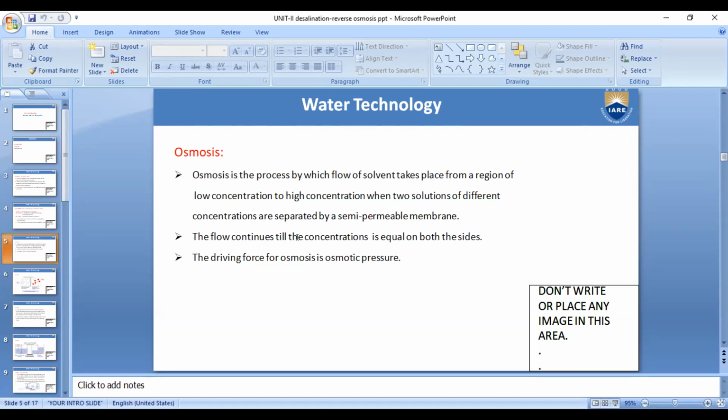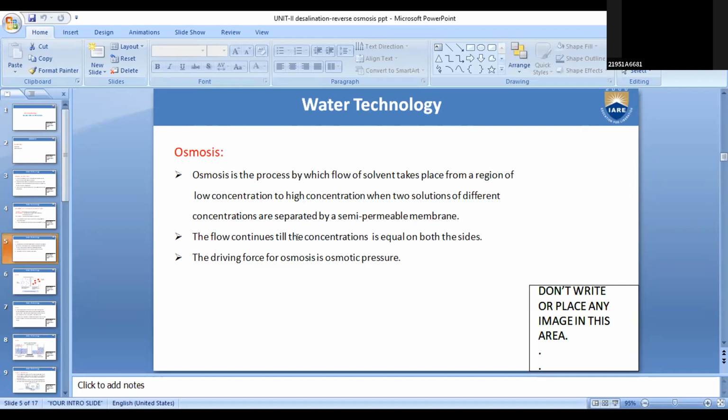Osmosis is the process by which the flow of solvent takes place from low concentration to high concentration when two solutions of different concentration, that is, a low concentrated solution and a high concentrated solution, are separated by a semi-permeable membrane. On one side we take the lower concentration, and on the other side the high concentrated solution.